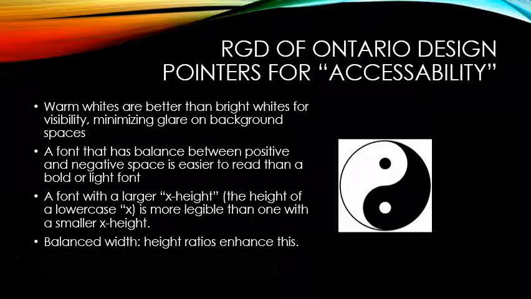RGD of Ontario Design Pointers for Accessibility. Warm whites are better than bright whites for visibility, minimizing glare on background spaces. A font that has balance between positive and negative space is easier to read than a bold or light font. A font with a larger x-height, the height of a lowercase x, is more legible than one with a smaller x-height. Balanced width-to-height ratios enhance this.